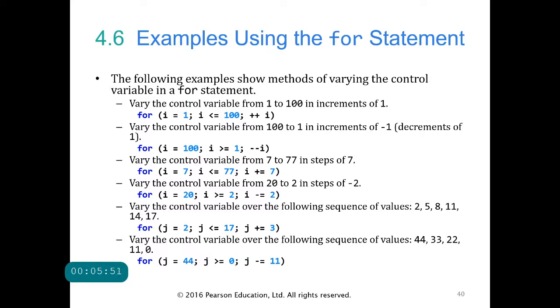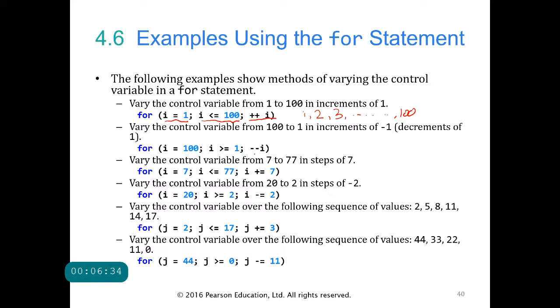Now there are a few examples that I would like to go through that just show you how the for loop can be used. First example is i is equal to 1, i is less than or equal to 100, plus plus i. So what that will mean is your first value of i is going to be 1, second value of i is going to be 2, then you have 3, and you will keep going until you get to 100, and then once i becomes 101, your loop is going to stop.